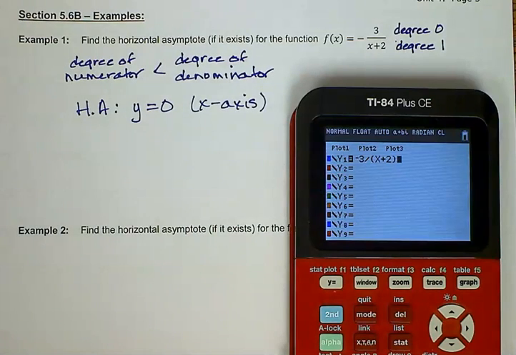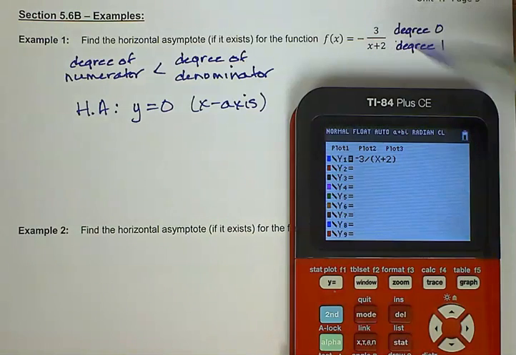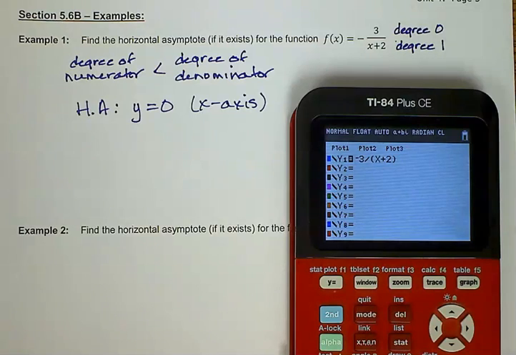Let's see what this looks like on the graph. Notice for this one, because my denominator had two terms, when I put it in my calculator, I put parentheses around that so that I would get the right graph.